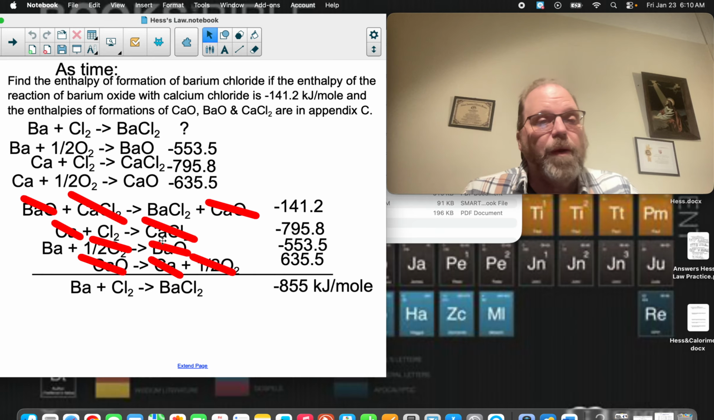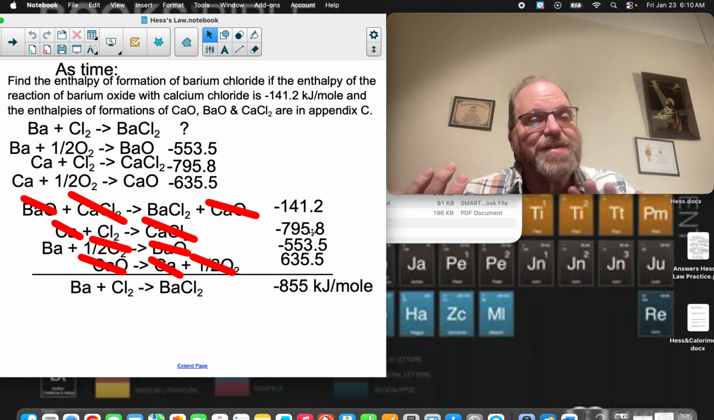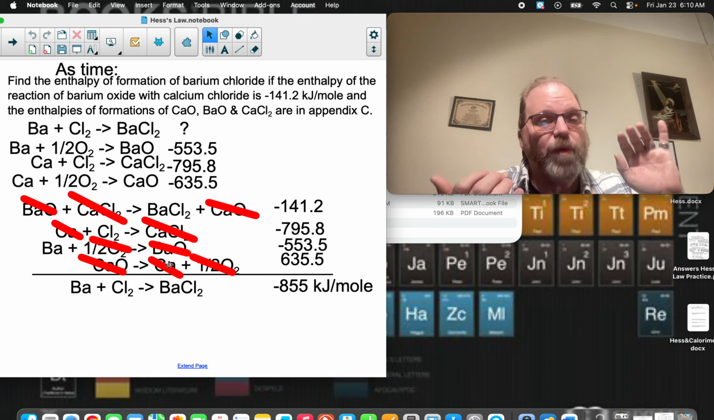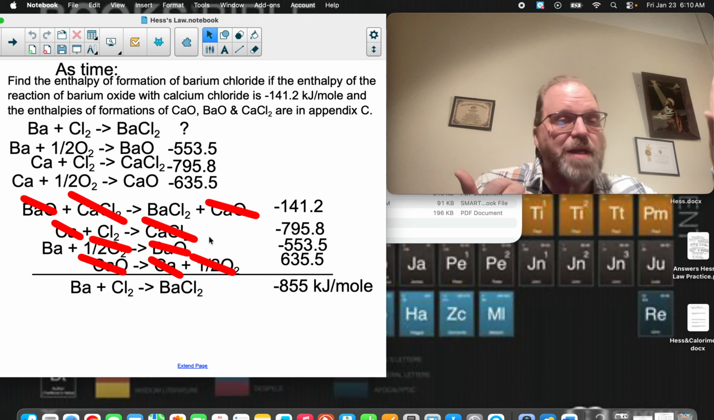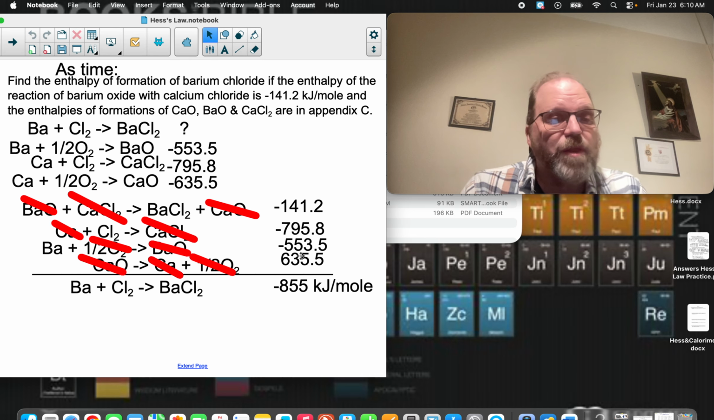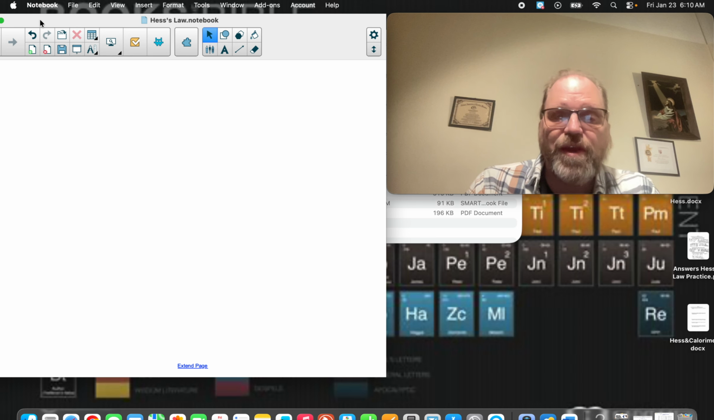We're going to write calcium chloride as is, where is. So my calcium chlorides cross out. Barium oxide, we're going to write it as is, where is. So my barium oxides cross out. We're going to flip barium oxide. So all that we're left with then is barium plus chlorine gives barium chloride. Answer is negative 855 kilojoules per mole.